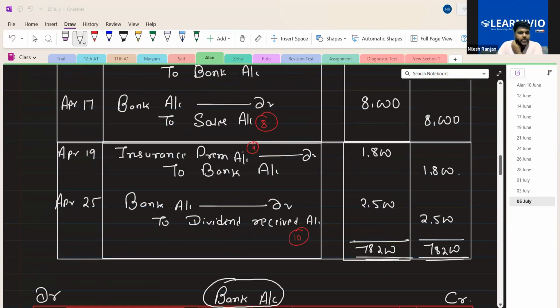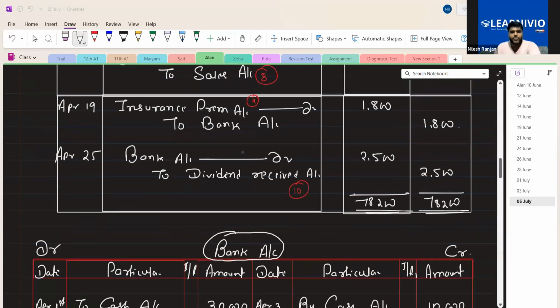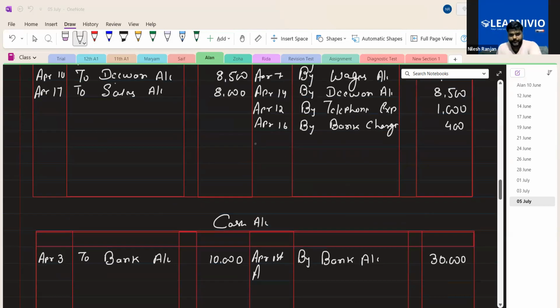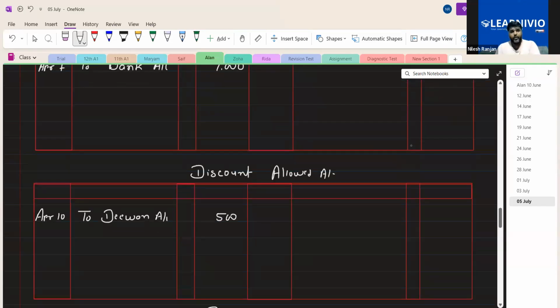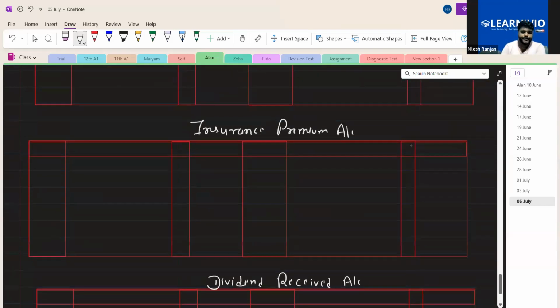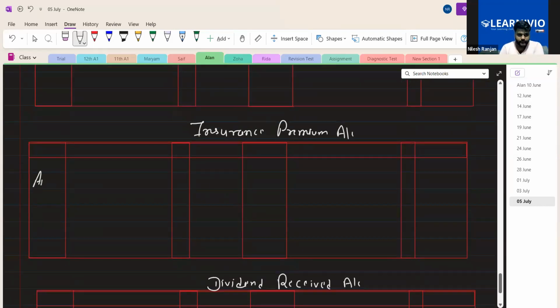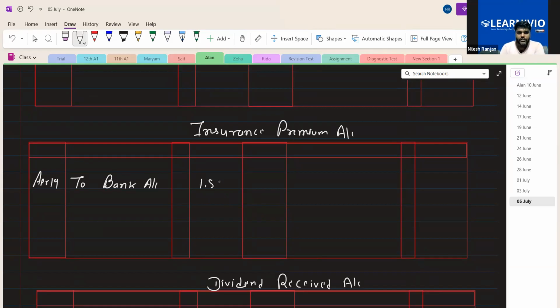So April 17th completed. April 19th, insurance premium to bank. So bank account will be on the debit side in insurance. April 19th by insurance premium, 1,800. And then insurance premium account, to bank account, 1,800.